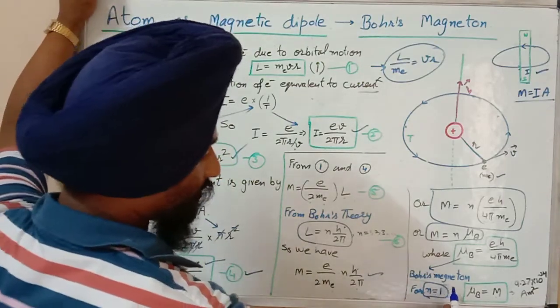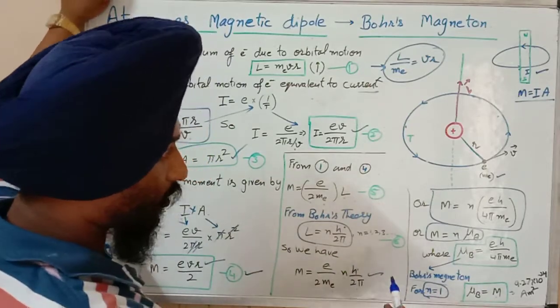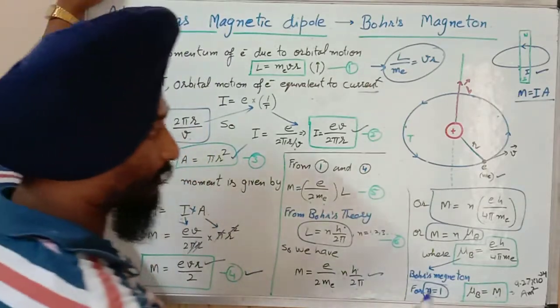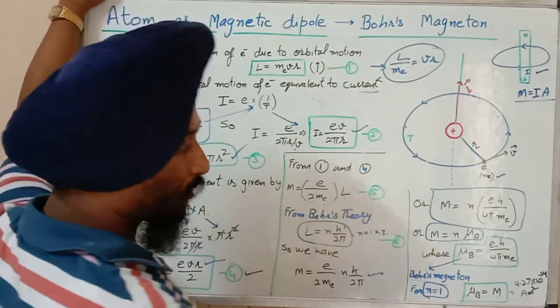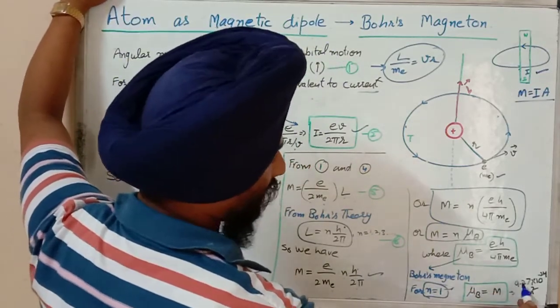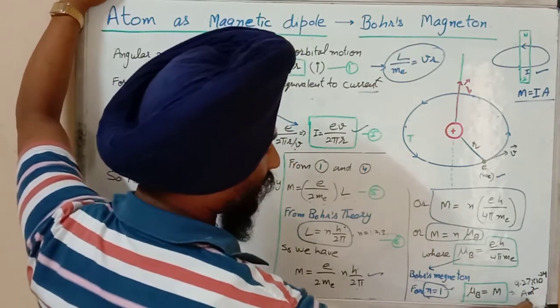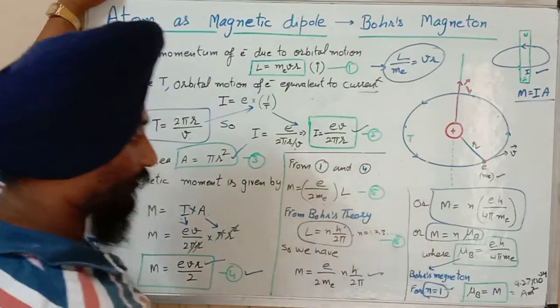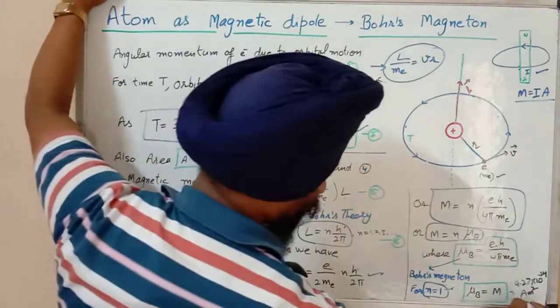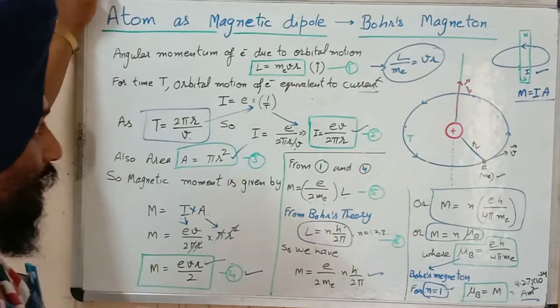It is the dipole moment of an atom associated with the orbital motion of the hydrogen atom for n equal to 1, and the value of this is given by 9.27 into 10^-24 ampere meter square. This is the unit of Bohr magneton as well as magnetic dipole moment.